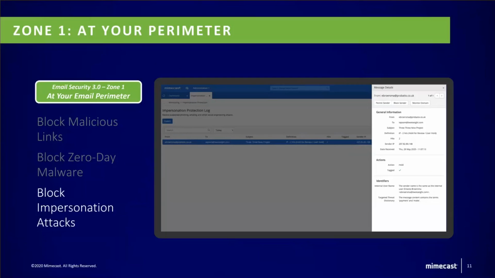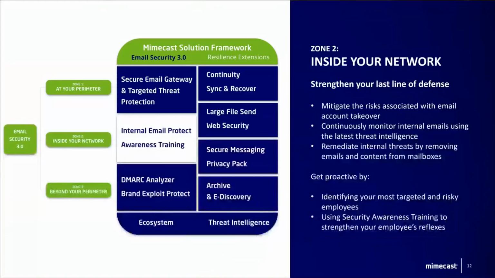Mimecast has a solution for this, where we check your domain, we check the display name, we check the reply-to address. There are a few checks that we do, and if we do find something suspicious around the message, we will either warn the user, block the email, or hold the email for IT to review. Everything I mentioned now is included in your Zone 1, your perimeter solution.